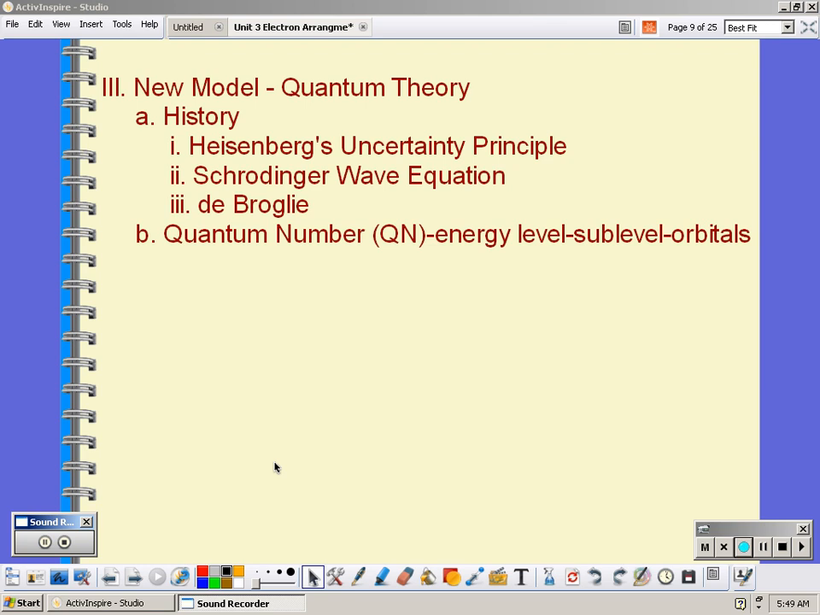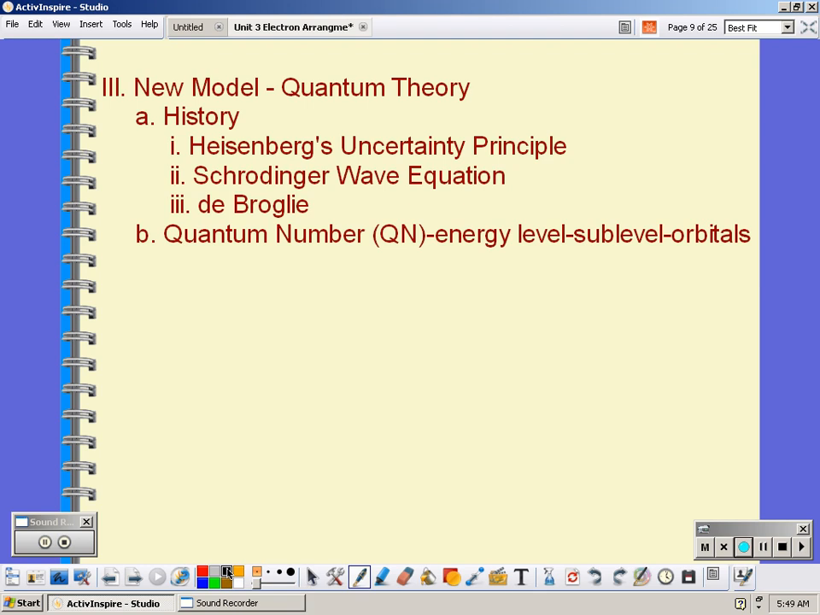So the new model of the atom is our quantum theory. We know electrons don't actually circle the nucleus. Instead, they're contained in 3D regions of space. So the quantum theory is going to explain the space that they take up. And it's based on some history.